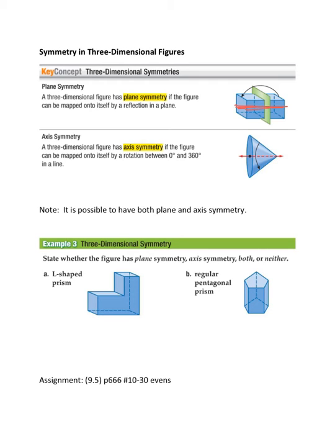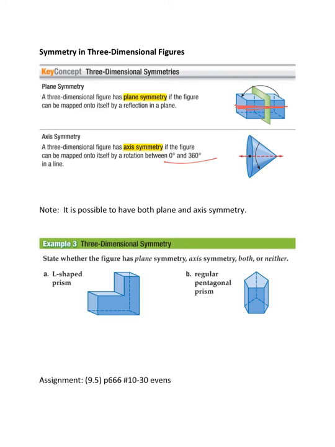Okay, and then axis symmetry is the 3D version of rotational symmetry. Can it map onto itself between 0 and 360? Think of the rims on your parents' car tires. They typically are symmetric, where you can see how the spokes would map onto themselves. That's a good example of rotational symmetry.